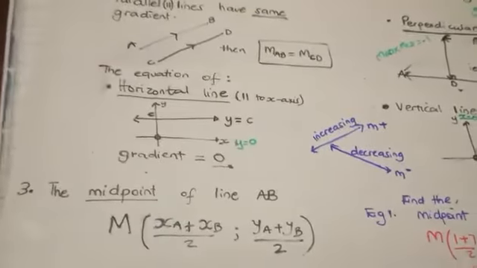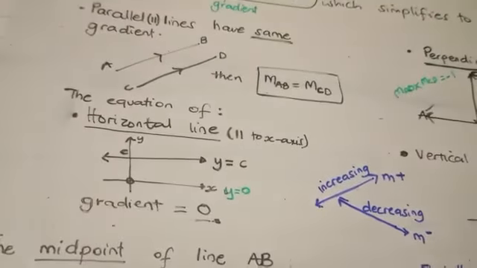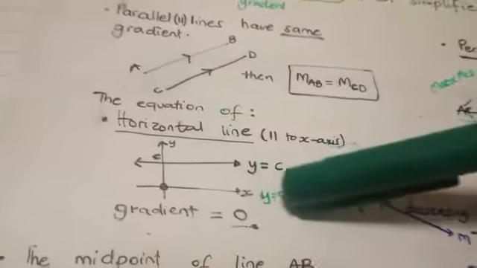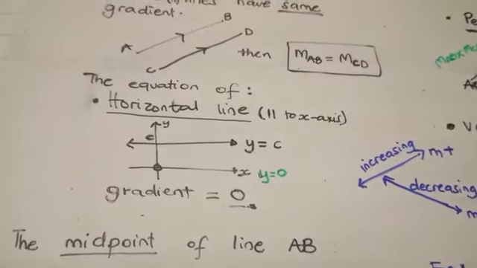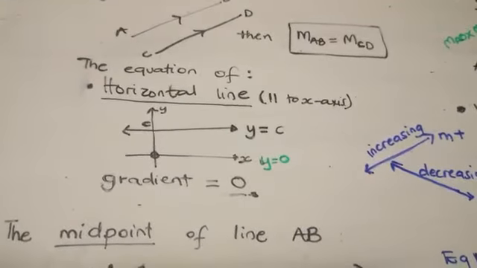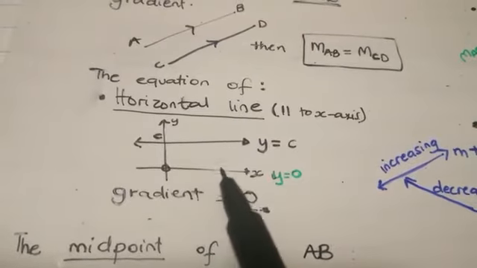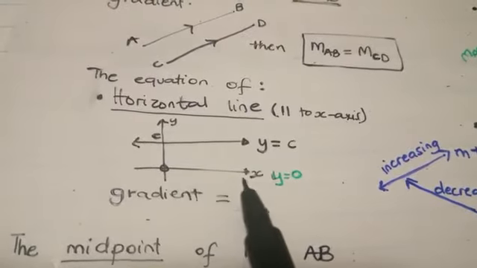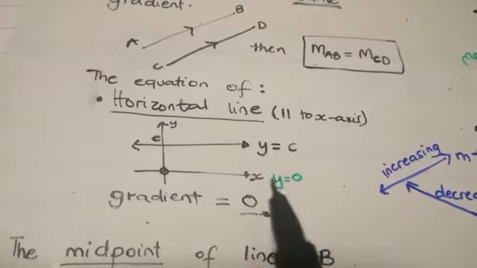Right, then the equation of a horizontal line. Remember, a horizontal line is one that is parallel to the x-axis. The x-axis has the equation y equals 0. The reason is that all the coordinates that lie on the x-axis, like 1, 0, then 2, 0, then 3, 0, have a y value of 0. So the equation will be y equals 0.